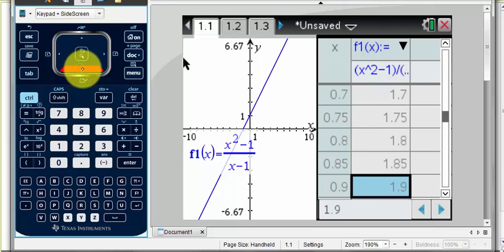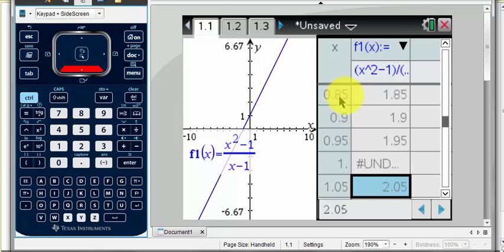as we approach 1, we're getting closer to 2. From the left, from the smaller values, and also from the bigger values, we're approaching 2. And you could change your table step even further to 0.001 to check even more that this limit, this graph, is approaching a value of 2.